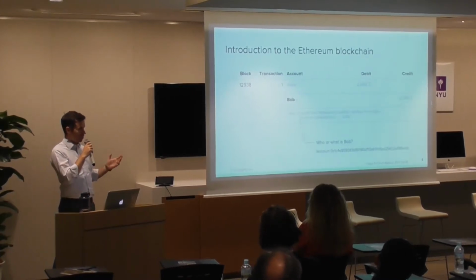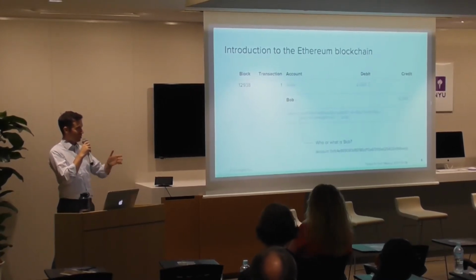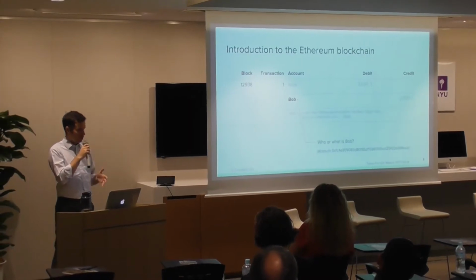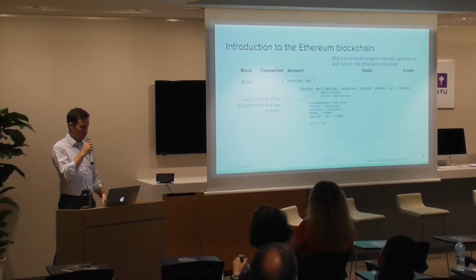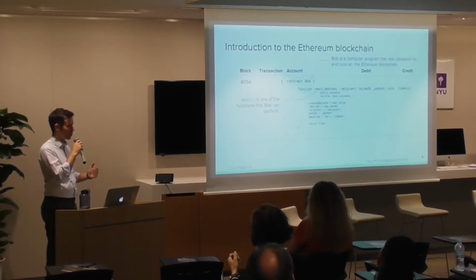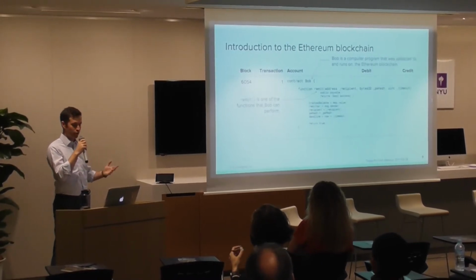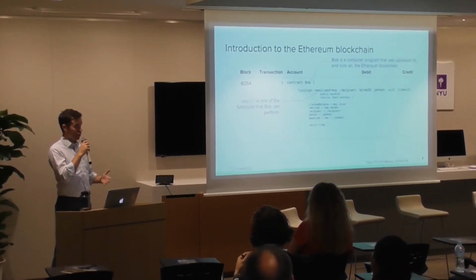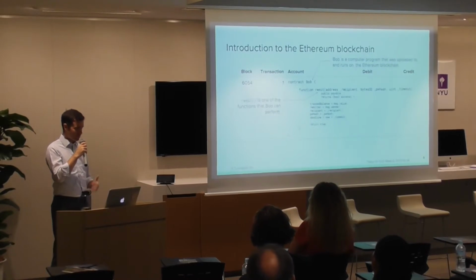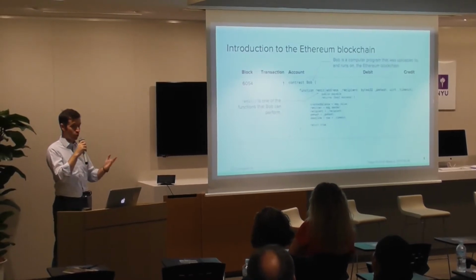But if Alice is calling a computer function called remit on Bob, who or what is Bob, or what does Bob represent? Well, Bob's account number actually represents a computer program that runs on the Ethereum blockchain. This program was uploaded in an earlier block and includes this function called remit, and it's actually running on the blockchain itself.